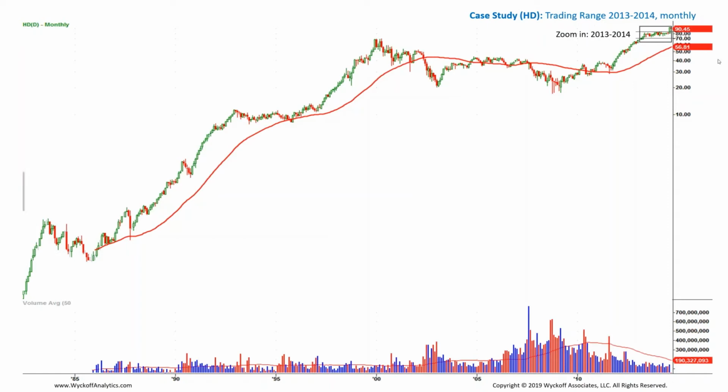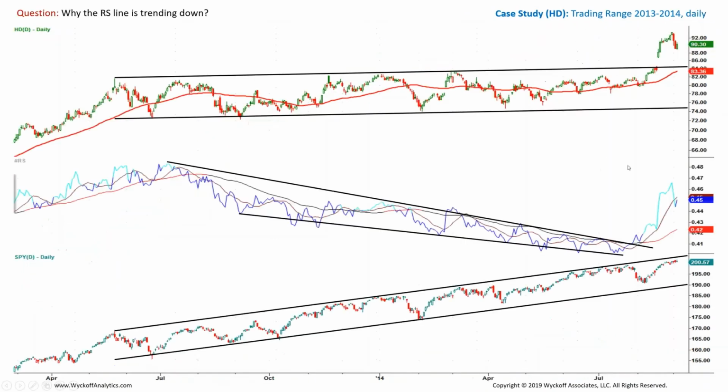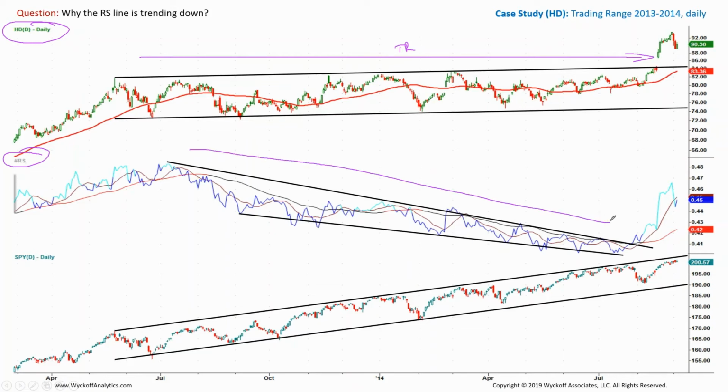All right, let's look at the 2013-2014 range. And here is the next question. We look at the price of the stock on the daily, and we look at the relative strength ratio line. And this is also based on the daily. We see that the price just basically consolidates. It's a trading range. But then the relative strength is actually going down.